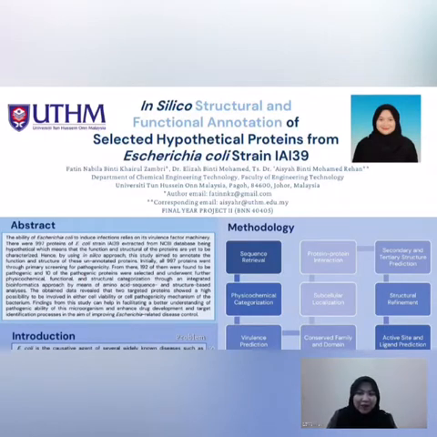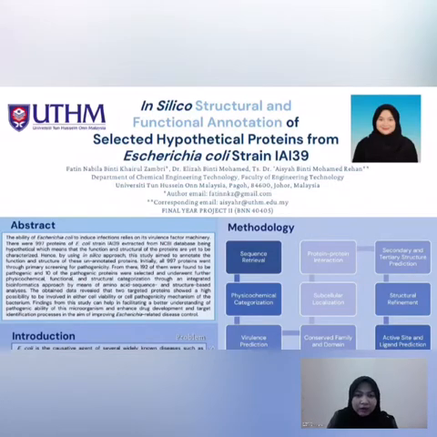The ability of Escherichia coli to induce infections relies on its virulence factor machinery. There were 997 proteins of E. coli strain IAI39 extracted from NCBI database being hypothetical, which means that the function and structure of the proteins are yet to be characterized. Hence, by using in silico approach, this study aimed to annotate the function and structure of these unannotated proteins. Initially, all 997 proteins went through primary screening for pathogenicity.